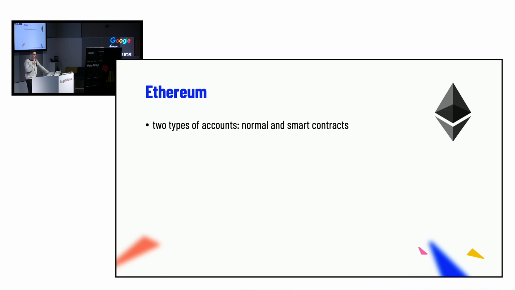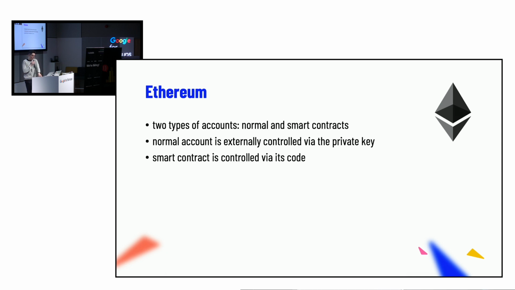So everything that's going to happen on smart contracts, there is no other way to enforce it than by writing code. There is a certain danger to that because you also cannot upgrade it. So when you have a bug, you have a bug. A normal account is externally controlled by your private key, which you can think of as your password. And a smart contract is controlled via its code.